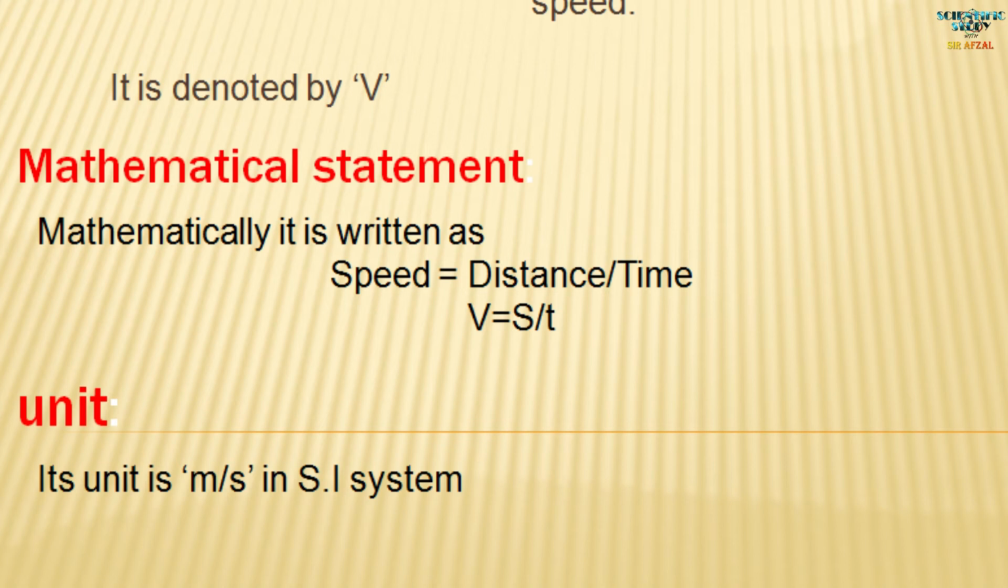So its formula is V is equal to S upon T, where V is denoted for speed, S for distance, and T for time. Now, all physical quantities are expressed by their units. So the unit of speed in the SI system is meter upon second, or m s^-1. You can also write it as m/s, meter per second.